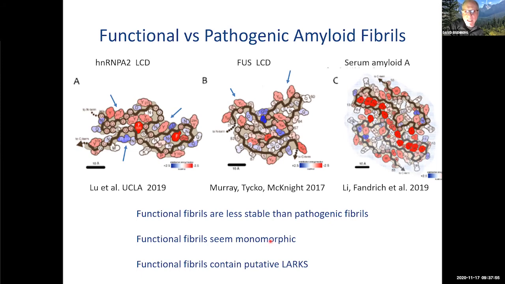They also seem to be monomorphic as opposed to polymorphic. So no matter how many times Steve McKnight forms fibers of FUS, they form the same structure. They don't form other polymorphs. And Xiaowei Liu in our lab has formed fibers of this protein, HNRPA2, several times. They form the same structure. So these seem to be evolved structures, monomorphic as opposed to polymorphic.